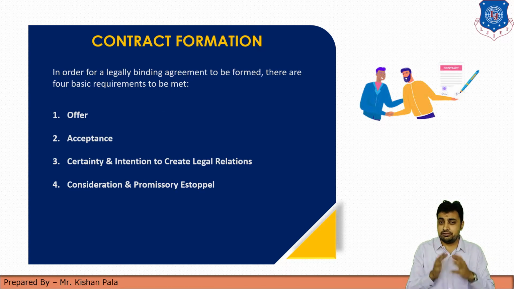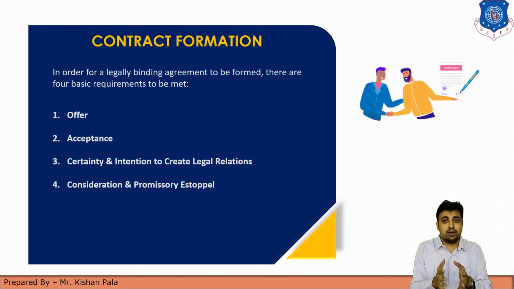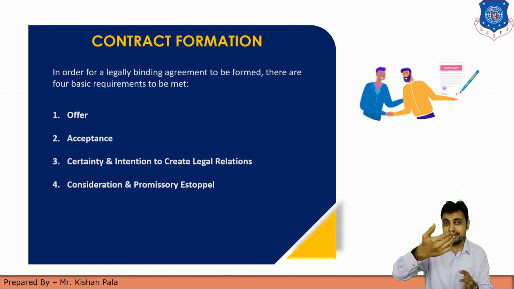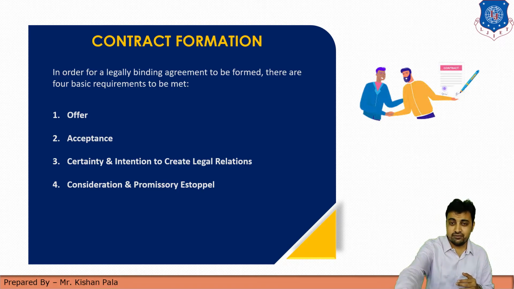Now, let us discuss contract formation. There are a few stages we have to follow, because we require an agreement, but enforced, so that it becomes a contract. In order to legally bind an agreement, there are basic steps we have to follow. There are four basic steps for contract formation. First is offer, second is acceptance, third is certainty and intention to create legal relations, and the fourth is consideration and promissory estoppel. So let us discuss them one by one in detail.